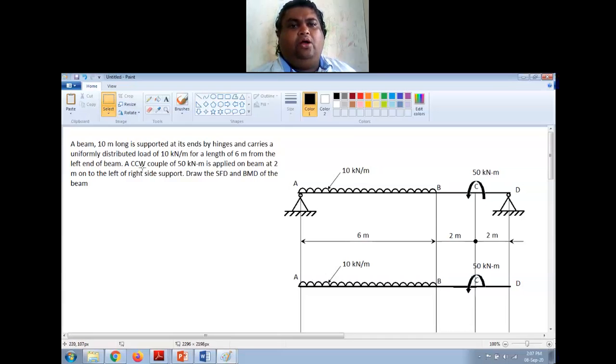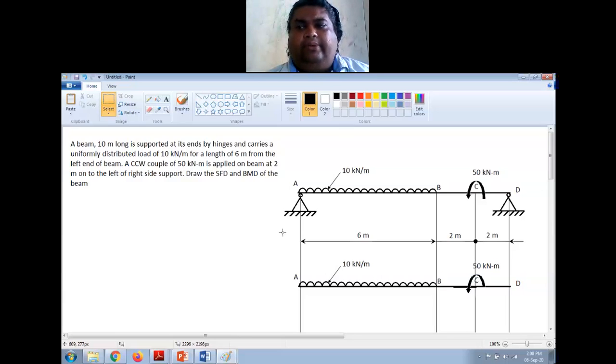A counterclockwise couple, right? Counterclockwise means anti-clockwise, the opposite direction, of 50 kilonewton meter is applied on the beam at 2 meter to the left of the right support. This is the right support, D is the right support. To the left of D at 2 meter, there is a counterclockwise couple of 50 kilonewton meter. Now you have to draw the BMD and SFD for this particular arrangement.